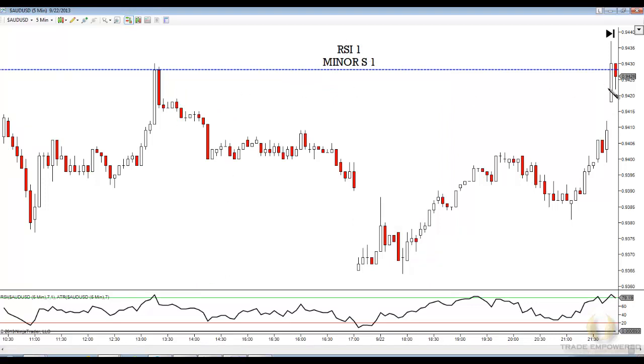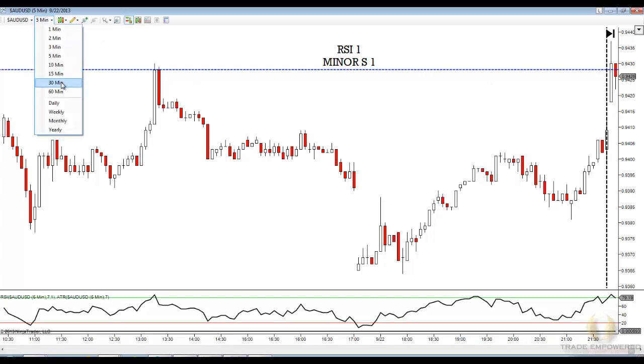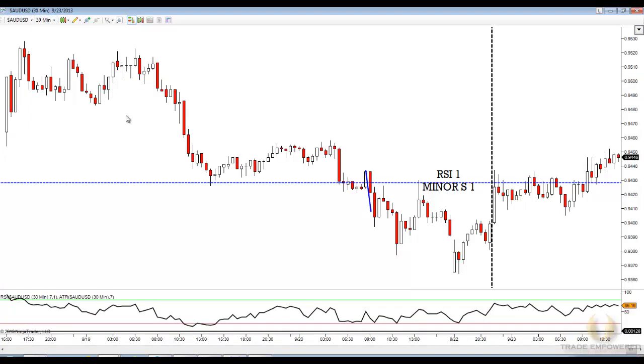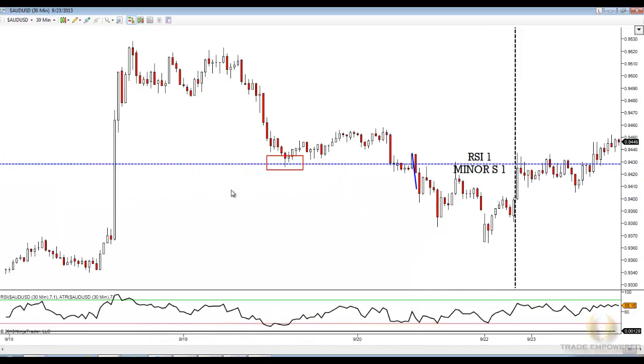So what I want to do is go out to a higher time frame. Let me draw a line on here so I remember our mark. We're on a 5-minute chart, so let's go to a 30-minute chart. Is there structure in the past? So we have our structure right here. We also have structure right here. Let's look left.